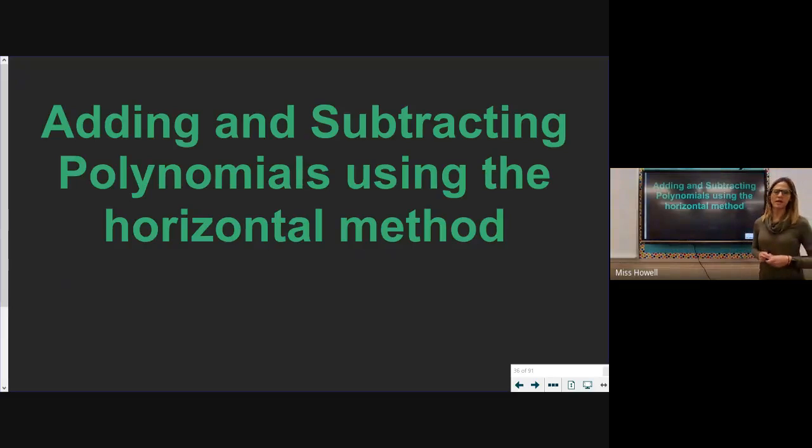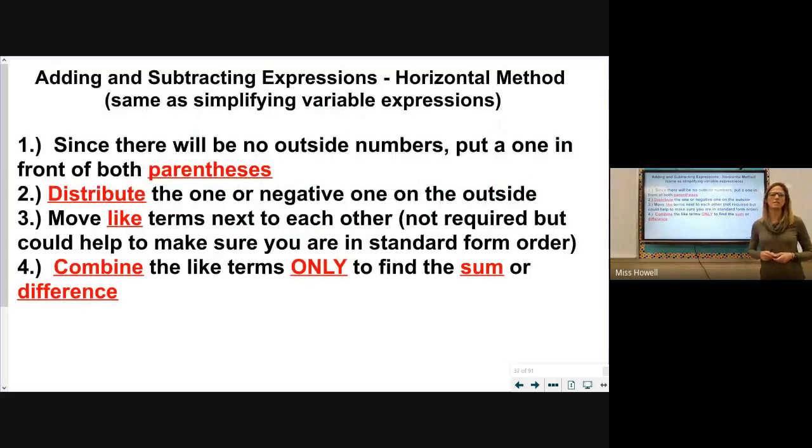So our steps for today, using what's called the horizontal method to add or subtract polynomial expressions. Step 3 up here where it says move like terms next to each other, it's not a required step, so I'll show you one example where we do that, and I'll show you other examples where we do not, because we did not do that when we were simplifying, but it might help you to ensure that you end up with that standard form order.